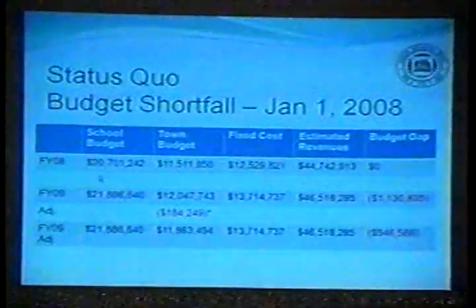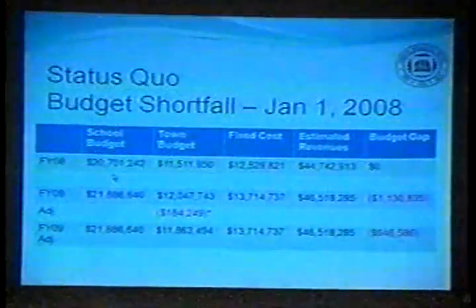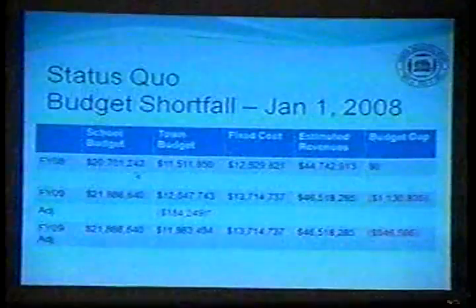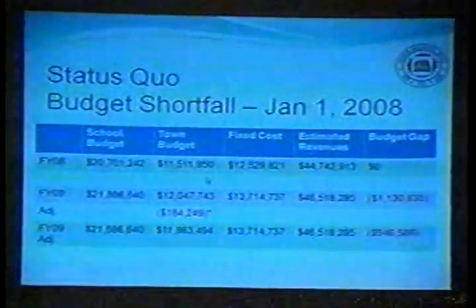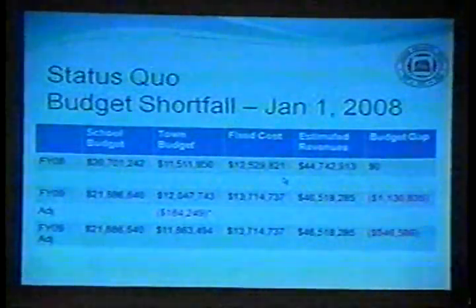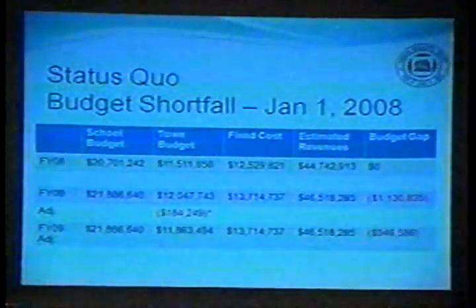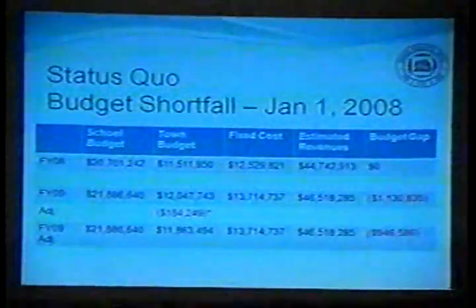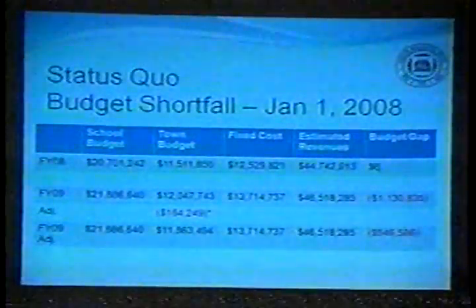The school budget that we're operating under this year, ending June 30th, is $20,701,242. That's exclusive of revolving funds and fees the school collects. The town budget is $11,005,000, and there are three elements of our fixed costs: our employee health benefits, our retirement benefits, and our non-exempt debt service. So as you can see, the estimated revenues and the budget gap is zero.